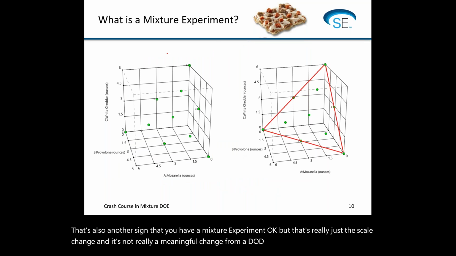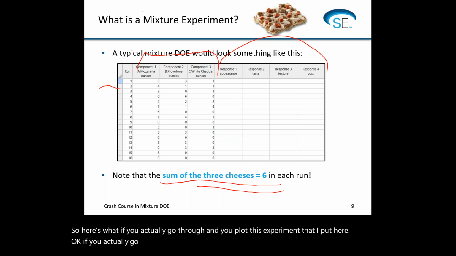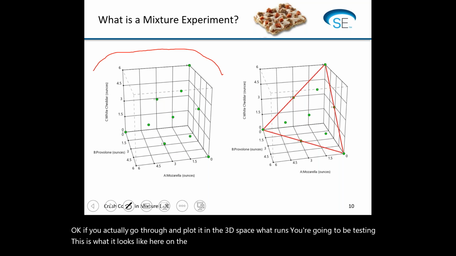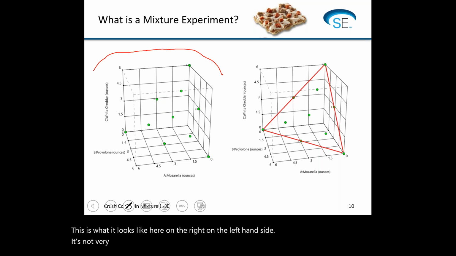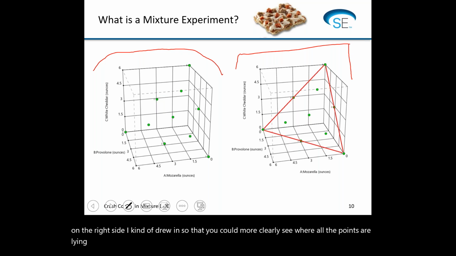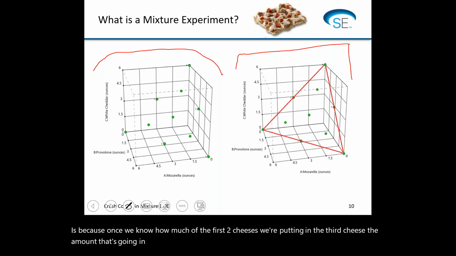So here's what it looks like if you actually go through and plot this experiment in 3D space, showing what runs you're going to be testing. This is on the left-hand side. It's not very easy to see in 3D, but you'll notice that all of the points lie along a triangle, which on the right side I drew in so that you could more clearly see where all the points are lying. So notice how this is really a two-dimensional problem, even though we have three components. The reason is that once we know how much of the first two cheeses we're putting in, the amount of the third cheese is fixed because it needs to add up to 6.